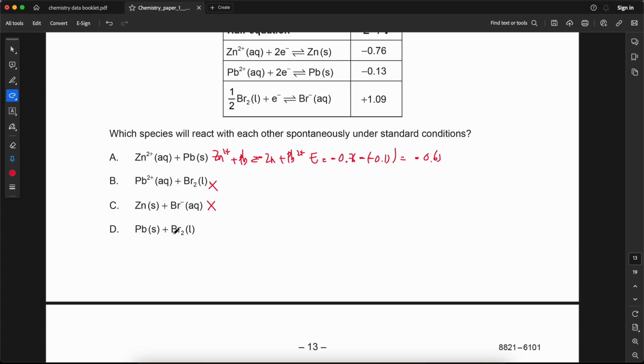So for Pb plus Br2, Pb plus Br2 will produce Pb2+ and 2 Br-. So that would be 1.09 minus -0.13, which is 1.22 volts. So it's spontaneous, because it's positive.